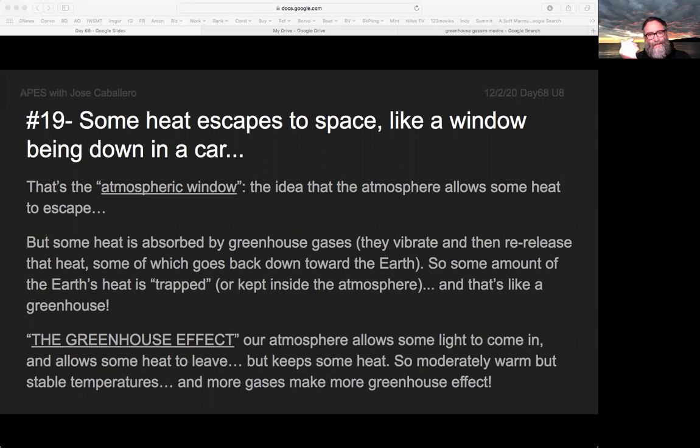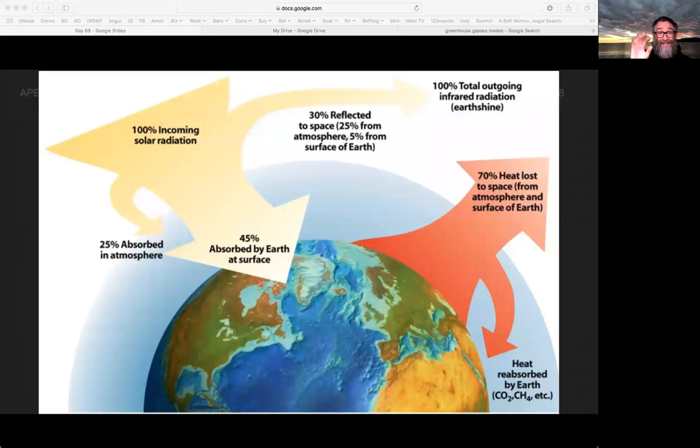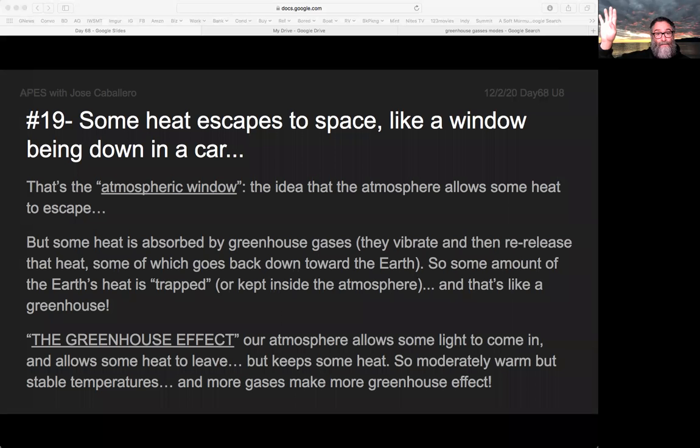Remember that the heat that escapes is sort of like the window being down in your car. So vocab term, it's called the atmospheric window. That's the idea that our atmosphere lets some of the heat out. So some of the heat rising off the earth does not strike greenhouse gases, and so that heat goes out to space. That's the 70% you see on this screen. That's the atmospheric window, how much heat is shooting out to space.